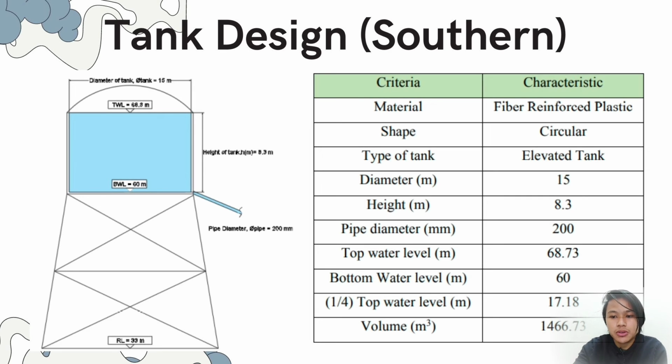We propose the diameter of the water tank to be 15 meter with the height of 8.3 meter in order to satisfy the desired volume and pressure head of water demand needed. When the tank is in full condition, the top water level is calculated to be 68.73 meter and the bottom level is at 17.18 meter. The volume of this water tank is also designed to be 1466.73 meter cube in total, same with the northern region.